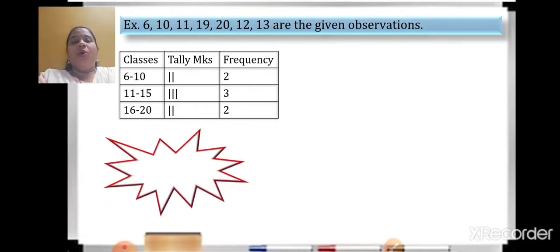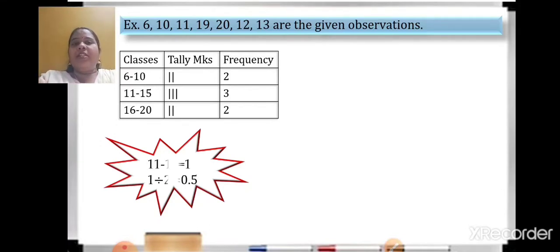See the steps. What I told you: take any 2 consecutive classes. Suppose I am taking 6 to 10 and 11 to 15. What is the upper limit here? 10. What is the lower limit here? 11. That was our first step. Take the upper limit and the lower limit, subtract, and find the difference. So 11 minus 10 is how much? 1. Whatever answer you get, divide it by 2.